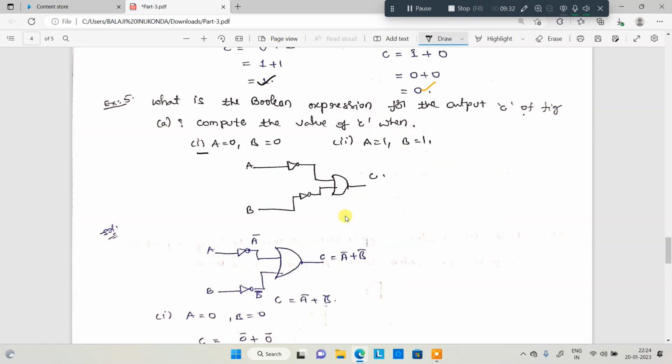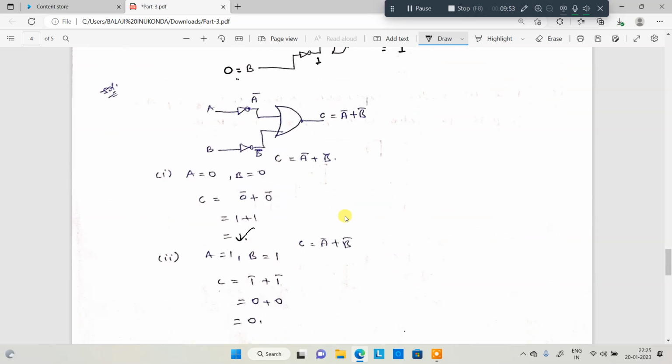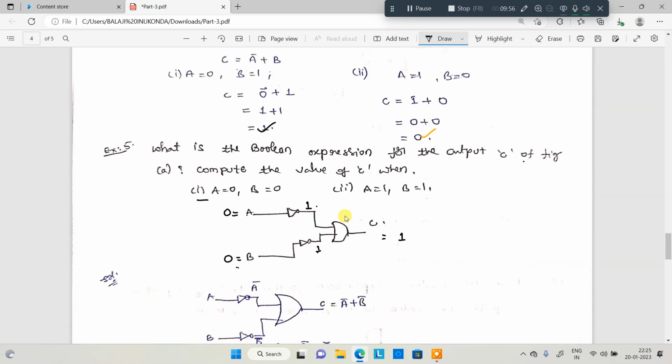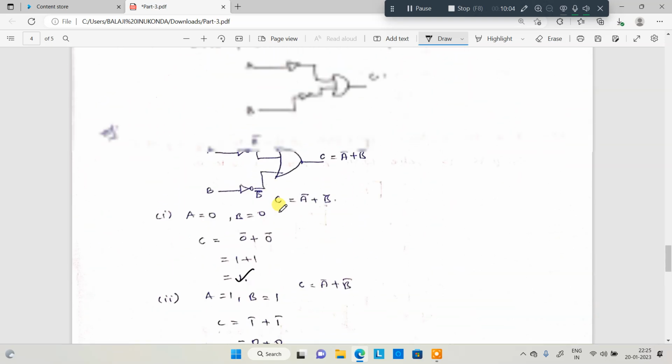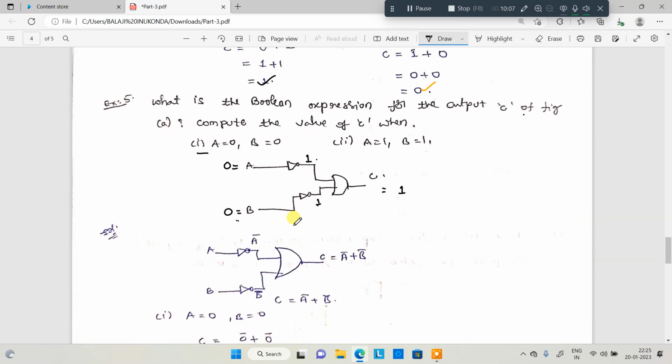The first question. According to the figure shown, find the output C. A is 0. B is 0. Whenever A is 0, what about the output here? 1. It is an OR gate. B is 1. It is an OR gate. 1 plus 1, 1 only. So you will get 1. Directly, because you are attending an objective exam, you can do the answer directly in the examination. That's why I gave the procedure. This is the procedure, but you need to attend a competitive exam, right? That's why I will directly explain to you.